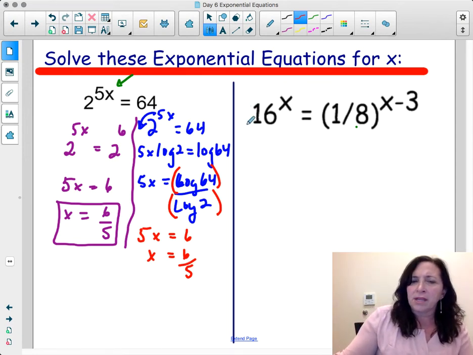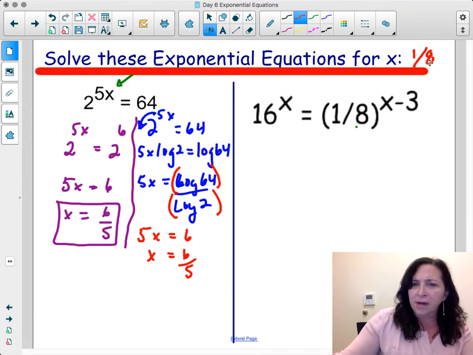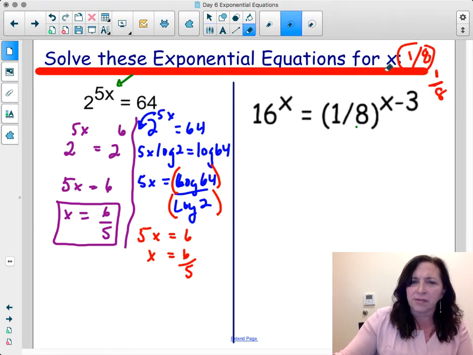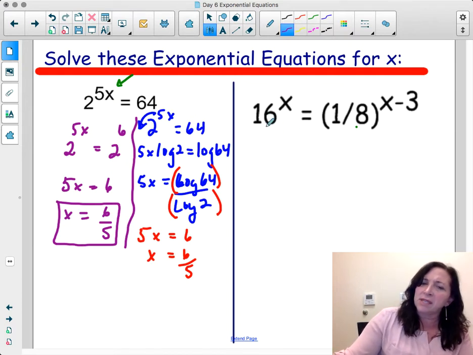This problem right here, see, a couple of things. See how this is written 1 divided by 8 like that? I would recommend that you stop writing your equations like that, or your fractions like that, and start writing them like that, because that's going to just make everything a little bit easier when we multiply. All right, so for this problem, I'm going to try to get my bases the same again.